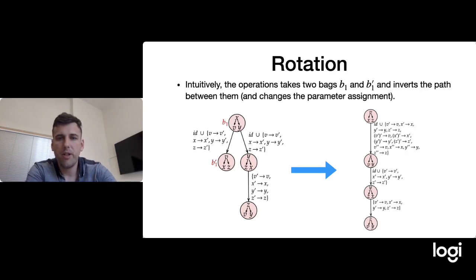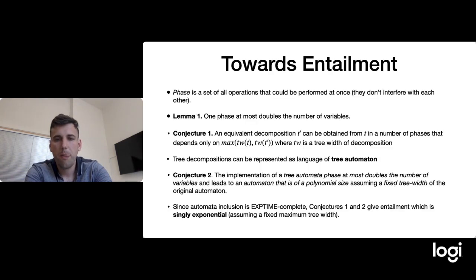The second operation is rotation, which takes two bags, B1 and B1 prime, and inverts the path between them. Here the path consists of one edge, and we can see that this edge leading from X to V, after the rotation, leads from V to X. And again, we need to prime variables. Finally, we get the tree decomposition which is the same as the left one on the second slide.